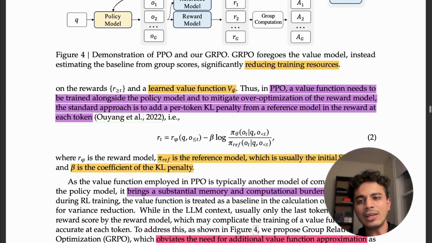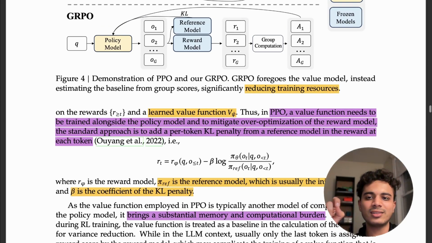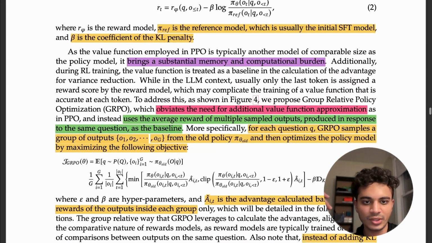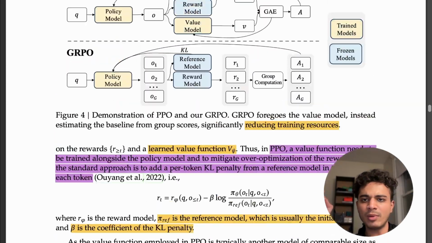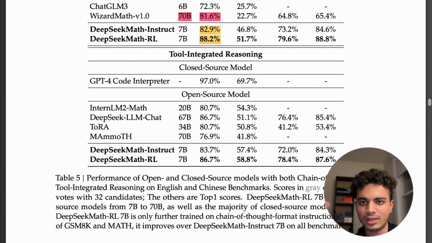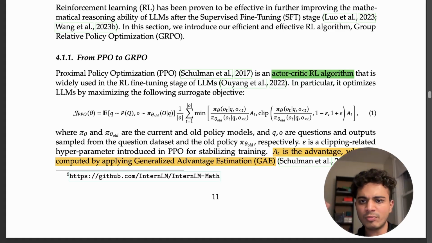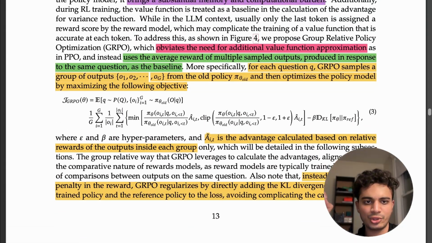The hero of this entire mathematics is the policy model. The policy model is what we care about the most right now. The policy is what is going to give us the output. It's the agent that is learning, right? So for each question q, GRPO samples a group of outputs o1, o2, o3, till oG from the old policy pi theta old, and then optimizes the policy model by maximizing the following objective. This is the objective function. It's similar to what you see here in PPO, but there are subtle differences that you should look into.